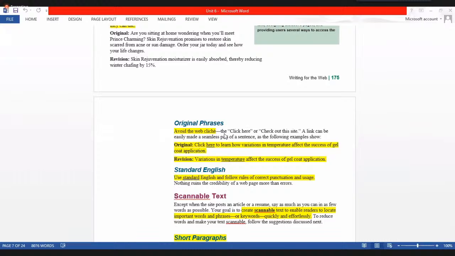What is the website cliche? Oh, click here, check out this site.